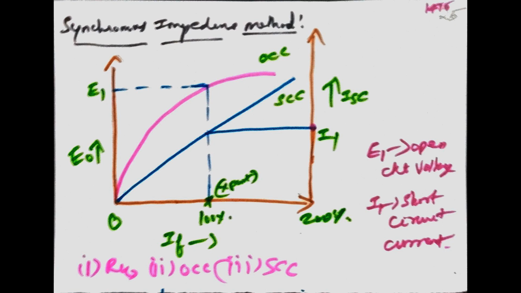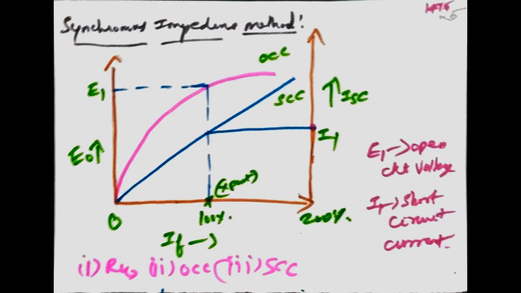Synchronous impedance method. The following procedure steps are involved in this method. The OCC is plotted from the given data. Similarly, the SCC is drawn from the given data of the short circuit test. It is a straight line passing through the origin. Both these curves are drawn on a common field current base.